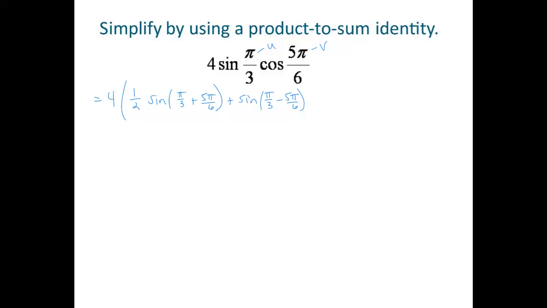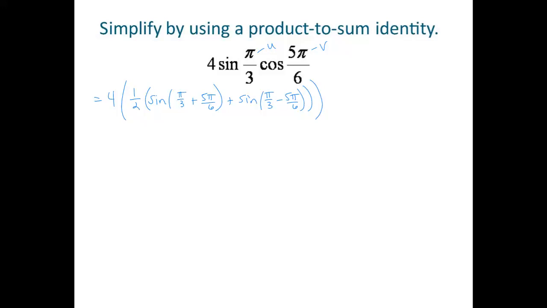And all of this inside here is being multiplied by the 1/2, and then close out the last set of parentheses because we still have that 4 out in front. So now from here, let's clean this up a little bit. So we have two angles inside of each sine function. Let's actually perform the operation there.